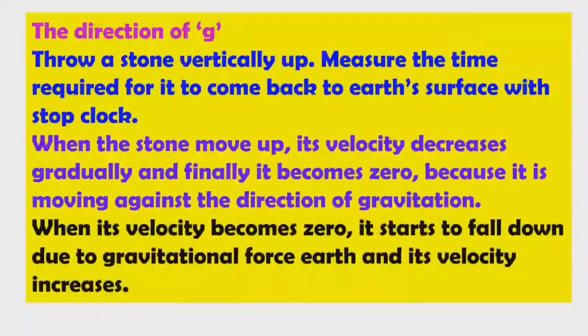It starts to fall down due to the gravitational force of the earth and its velocity increases. When it is falling towards the earth, its velocity slowly increases. Why does its velocity slowly increase? Because it is traveling in the direction of the gravitational force of the earth. So what is the direction of g? g always acts toward the earth surface.